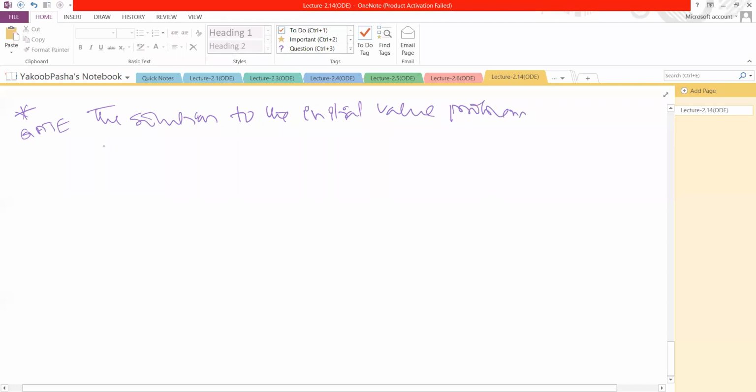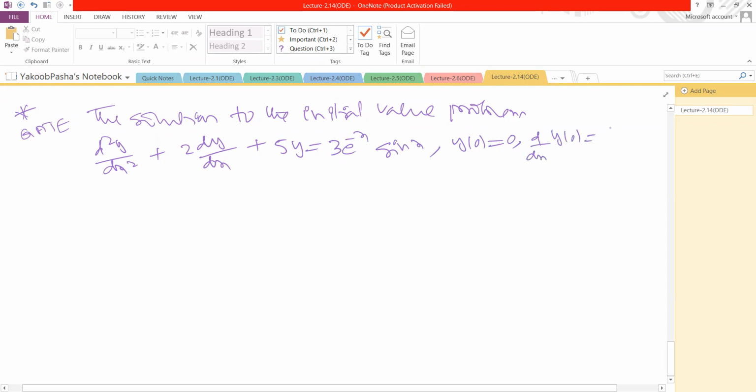d²y/dx² + 2 dy/dx + 5y = 3e^(-x) sin x, with y(0) = 0 and dy/dx at 0 equal to 3.